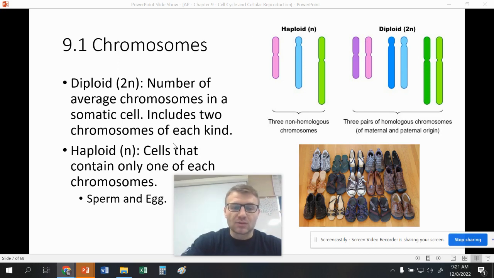The haploid cells will only have one of each of the chromosomes. This is because, again, these are like the sperm and the egg. This is why you only get 50% of your genes from your mom and 50% of your genes from your dad, because you only get one of each homologous pair of chromosomes from either. So 50% of your chromosomes will be from mom, 50% will be from dad.